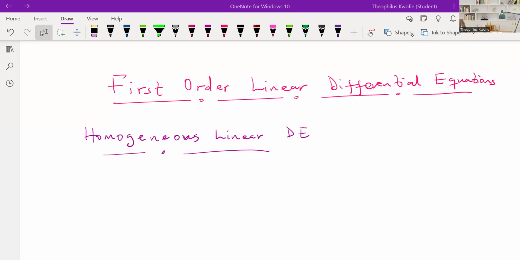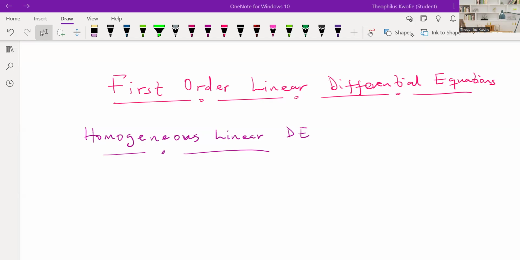In this particular episode, I'm so excited to take you through the journey of first-order linear differential equations. For now, we are going to look at the homogeneous linear differential equations. If time permits, we'll also be looking at the non-homogeneous linear equations. So let's start with the homogeneous part.